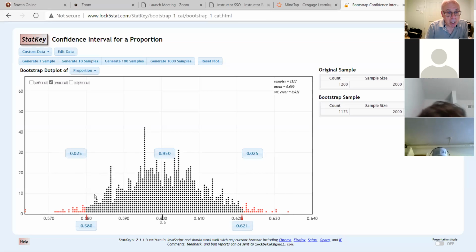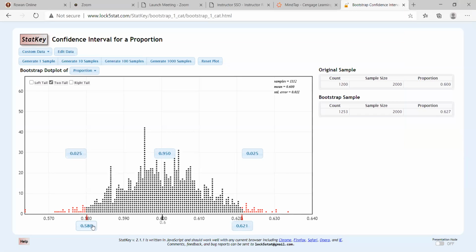All right. And how do we interpret this interval here? The way we would interpret it is by saying we're 95% confident that the interval from 0.580 at the low end to 0.621 on the upper end, this interval here, we're 95% confident that the true population proportion lies in between these two values.